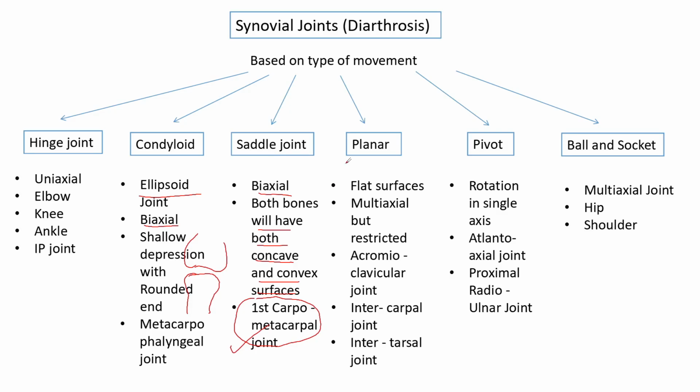So both planar and ball and socket allow multi-axial movement. However, the movement in a planar is restricted, whereas the movement in a ball and socket is free and it is not restricted. So this is the difference between a planar and a ball and socket type of joint.